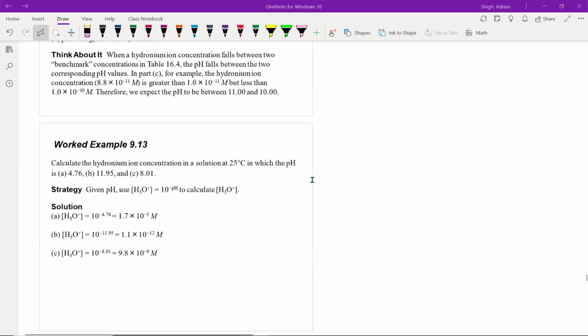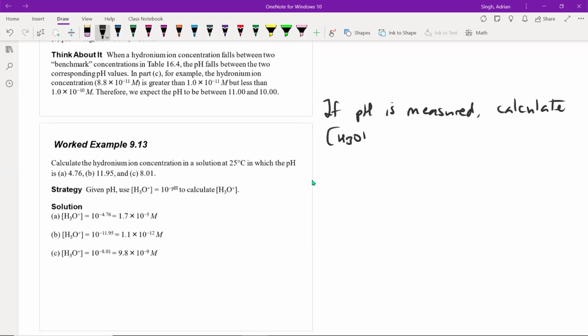What we can also do is, in some cases, we can measure the pH of the solution, and from that we can determine the concentration of the H3O plus. We just have to know how logs actually work. So for example, if the pH is measured instead of being calculated, we can use that to calculate the concentration of the H3O plus by using the following. So we can say the H3O plus concentration for a solution is simply equal to 10 raised to the power of the negative pH.